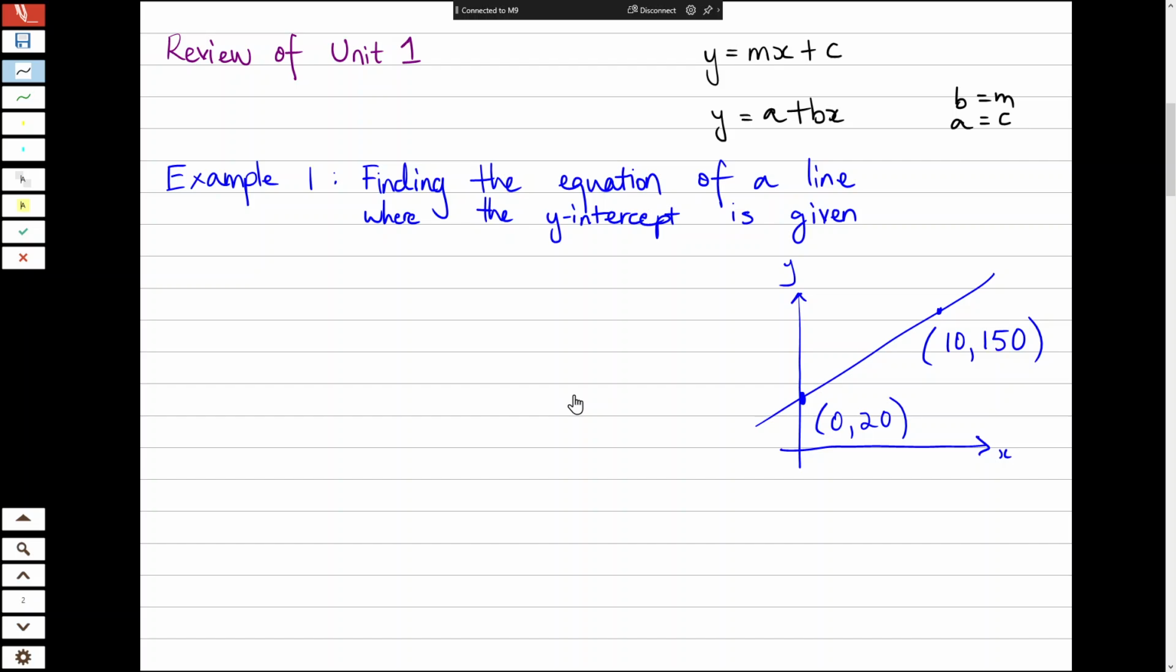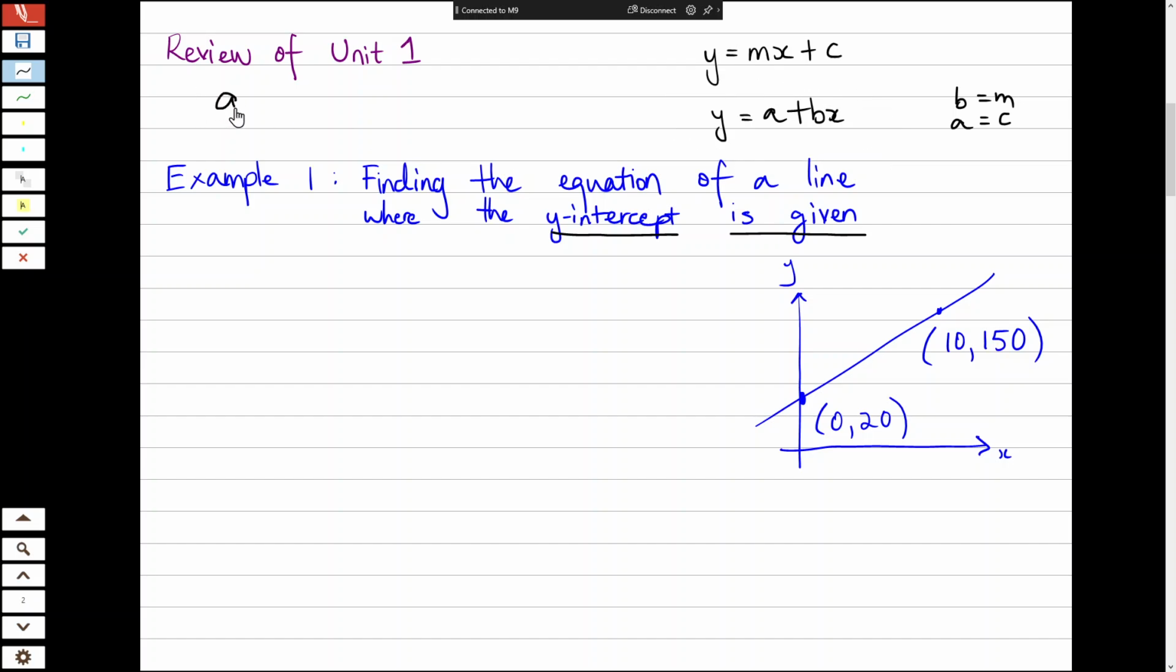So there are two cases we want to consider today. The first case is where this thing called the y-intercept is provided. We're setting this up so that you always have two coordinates, and once you've got 2 points, they uniquely determine a line. So here I've got 2 points, (0, 20) and (10, 150), and I want to write down an equation, y equals a plus bx.